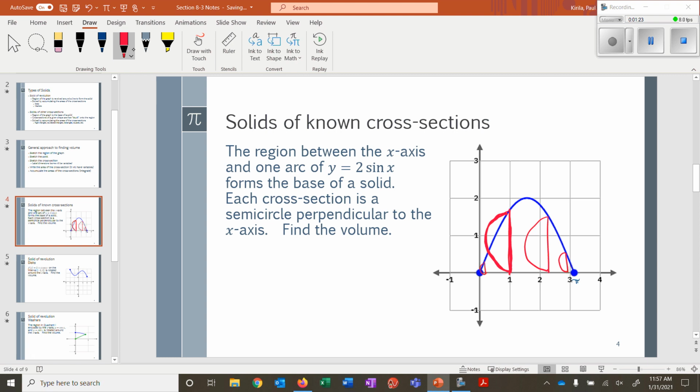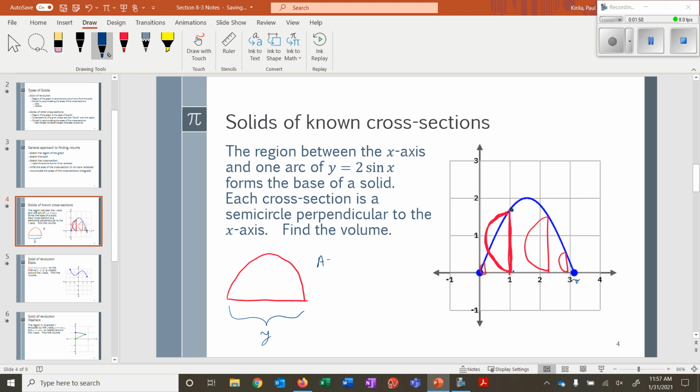This is a lot harder to kind of draw the full shape. So what I've sketched on the graph is what I would mean by the step of sketch the solid. Then off to the side, I'm going to draw one cross section. So I have a semicircle because they tell me that's the shape of the cross section. The only dimension I know is that the diameter has to be whatever my function is, because I go from the x-axis up until I hit the curve.